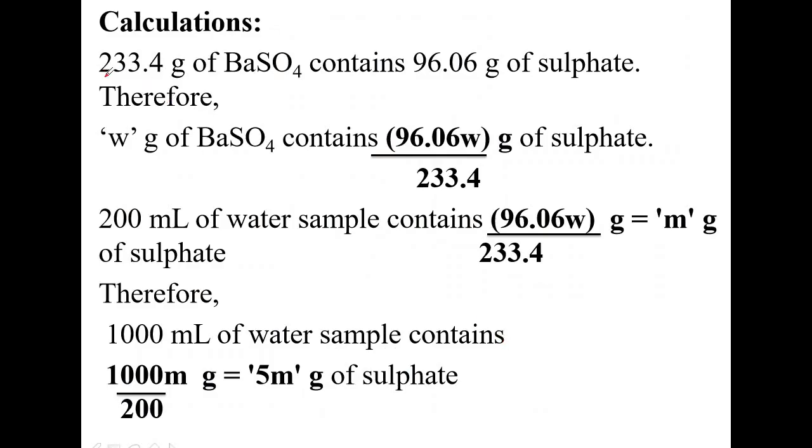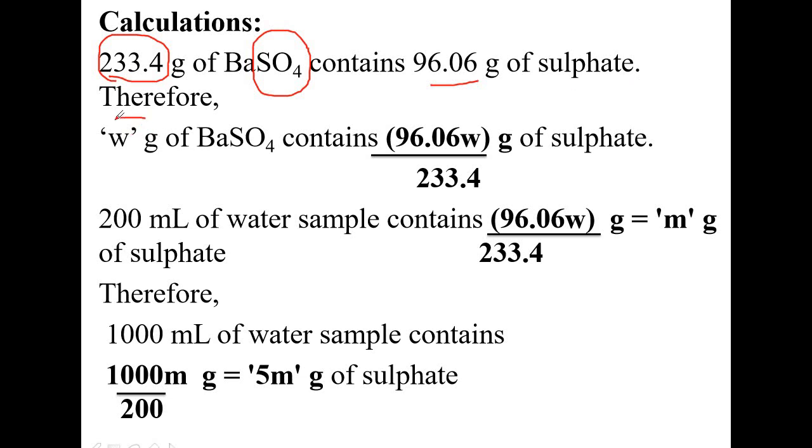Knowing the barium sulfate precipitate weight, you can calculate the amount of sulfate present. The molecular weight of barium sulfate is 233.4. 233.4 gram is the molecular weight of barium sulfate. In that, sulfate is only 96.06. So you say that 233.4 gram of barium sulfate contains 96.06 gram of sulfate. I repeat, this is the total weight of barium sulfate, and out of that, sulfate is only 96.06.